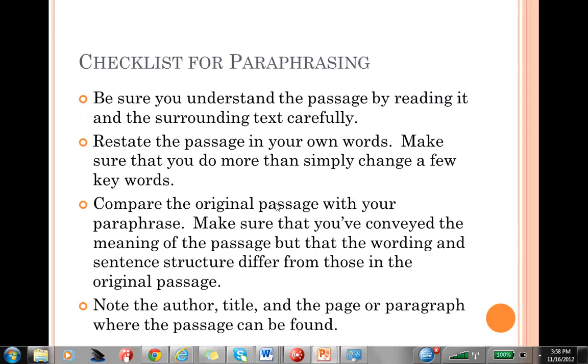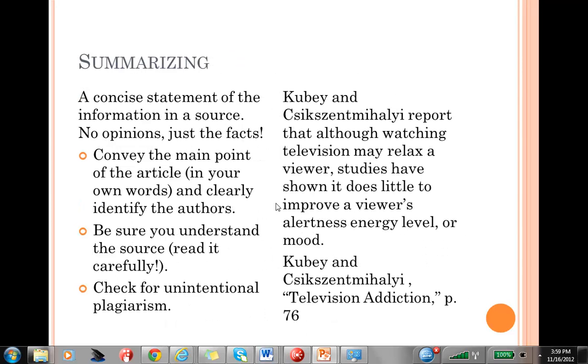So your checklist for paraphrasing is: be sure you understand the passage by reading it and the surrounding text carefully. Restate the passage in your own words. Make sure that you do more than simply change a few key words. Compare the original passage with your paraphrase. Make sure that you've conveyed the meaning of the passage, but that the wording and sentence structure differ from those in the original passage. Note the author, title, and the page or paragraph where the passages can be found.